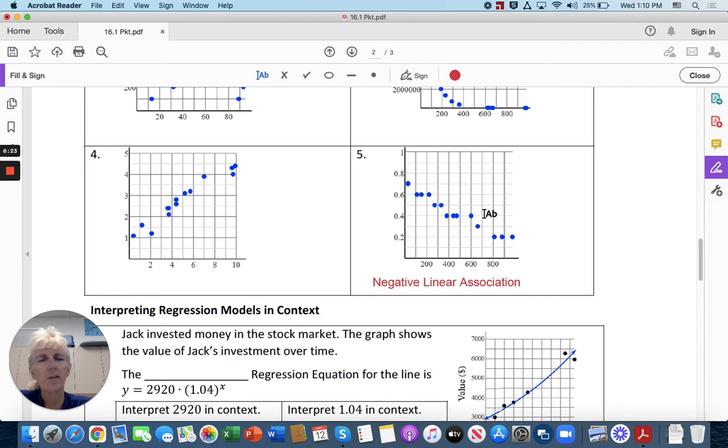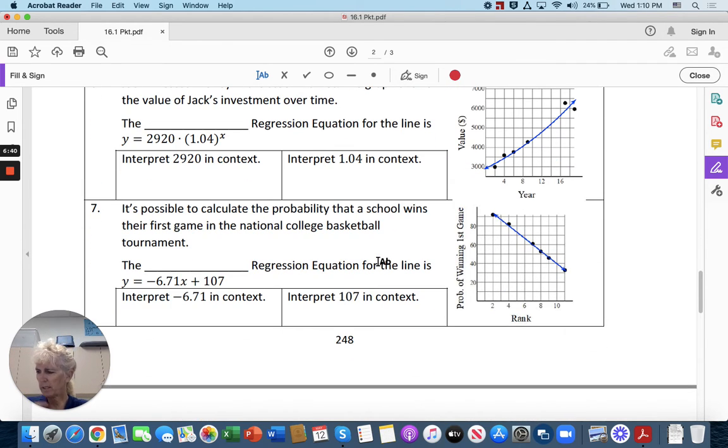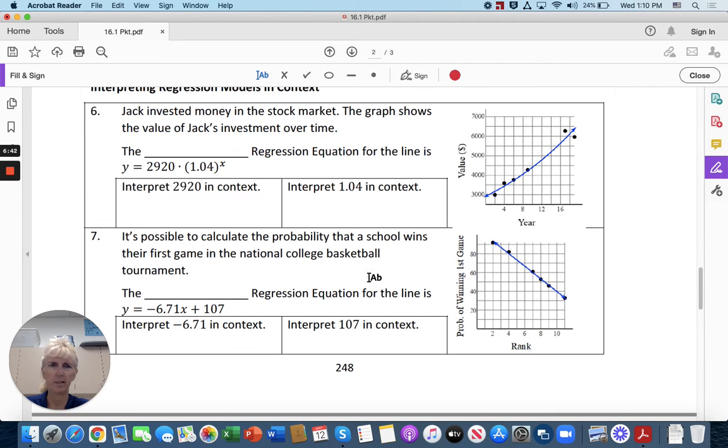So that's how you can tell if it's linear or exponential. If you can draw a straight line and it hits most of the dots, it's going to be linear. If you have to curve the line to get through most of the dots, then it's going to be exponential. Okay, now let's do one of these down here.